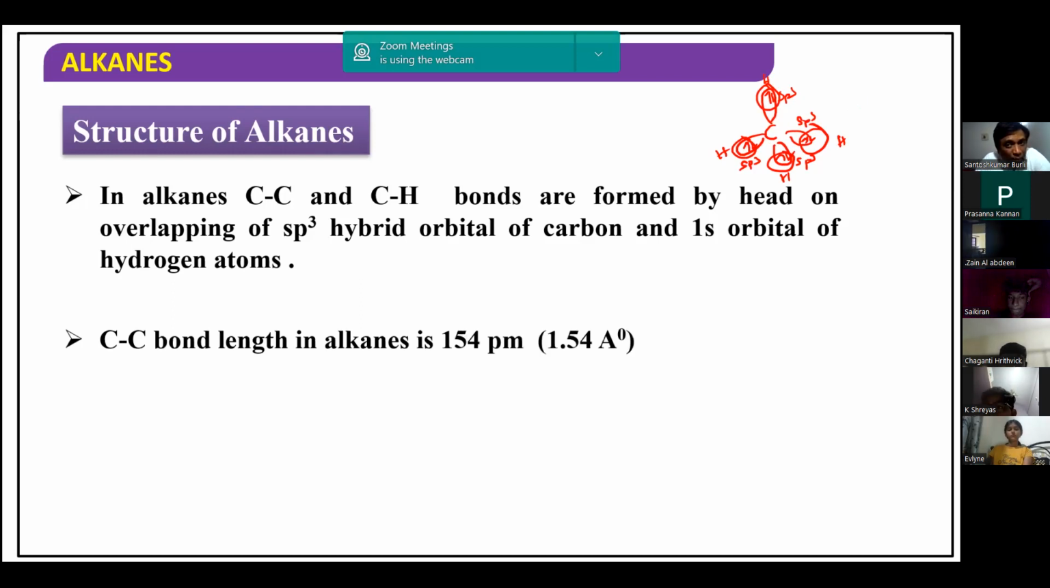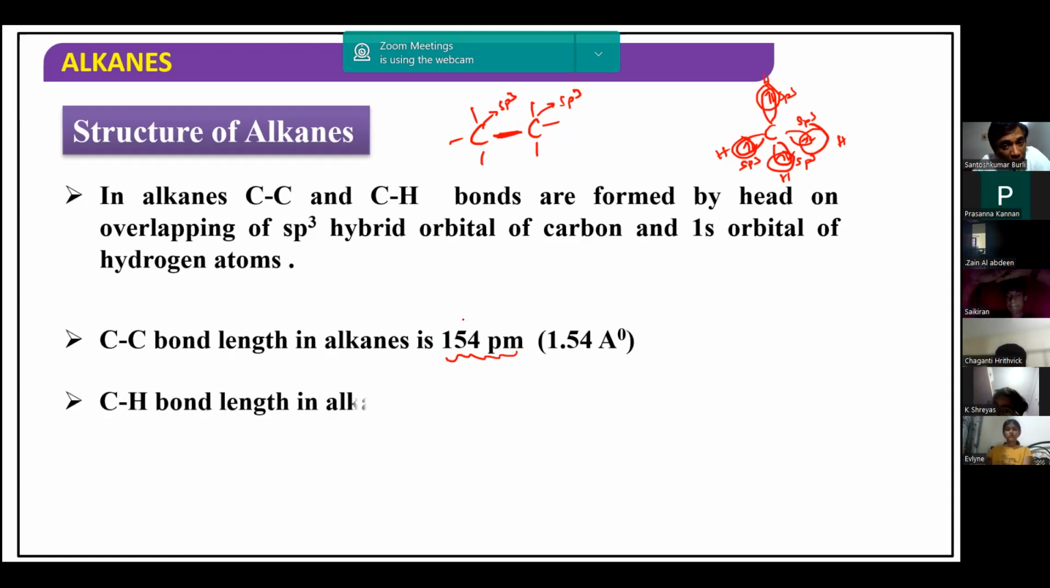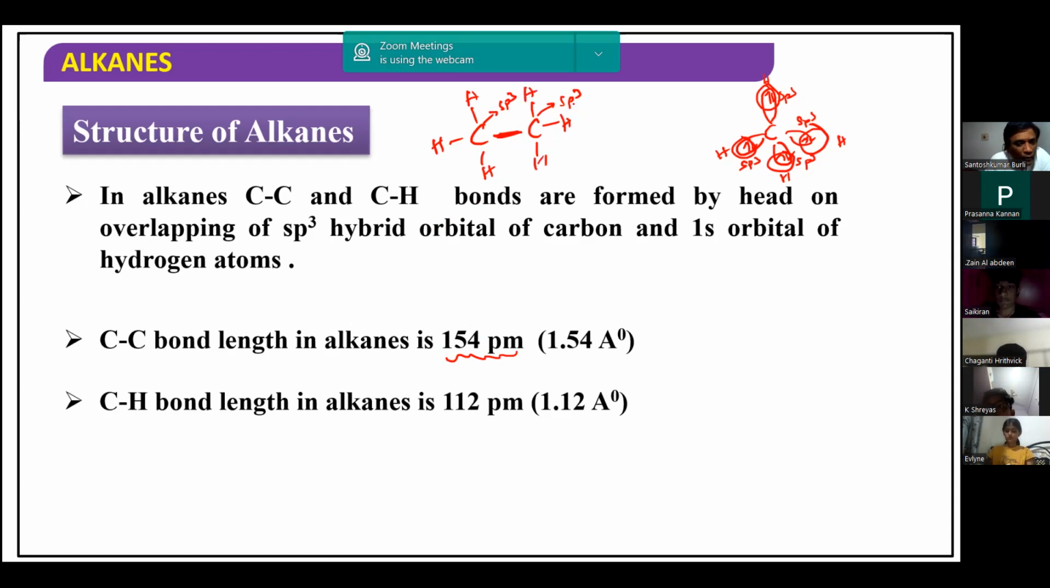Take the next member, C2H6. Both carbon atoms are sp3 hybridized. But the bond length between carbon and carbon here is 154 picometers or 1.54 angstrom units. And what is the bond length between carbon and hydrogen in ethane, the C-H bond?